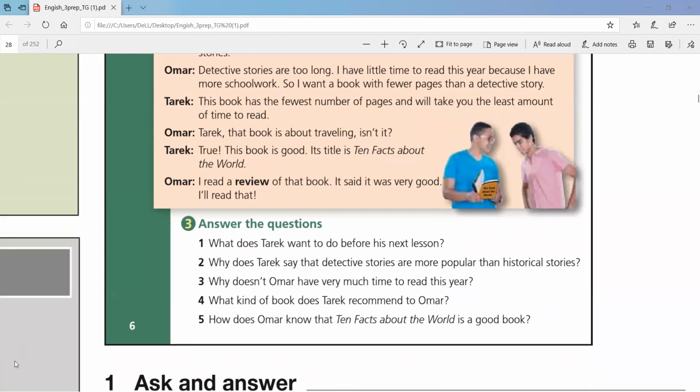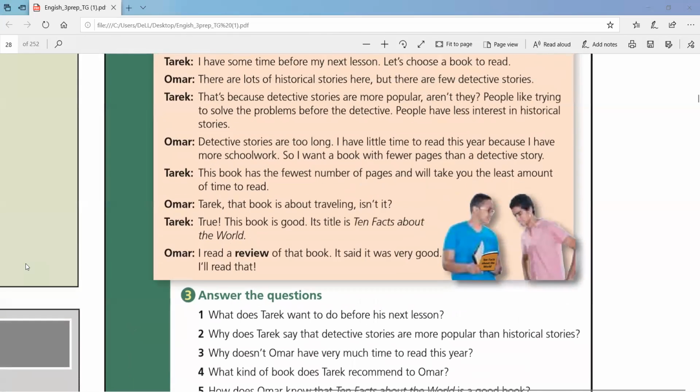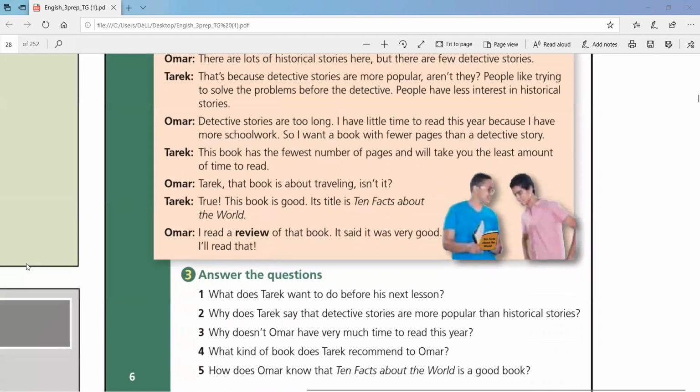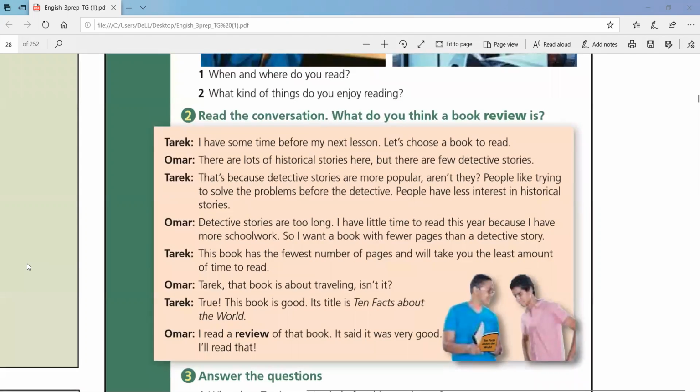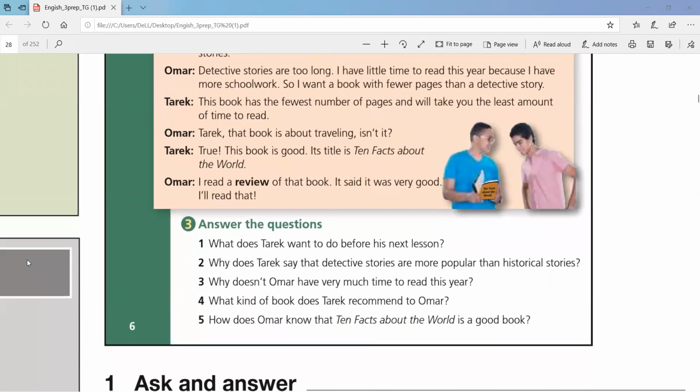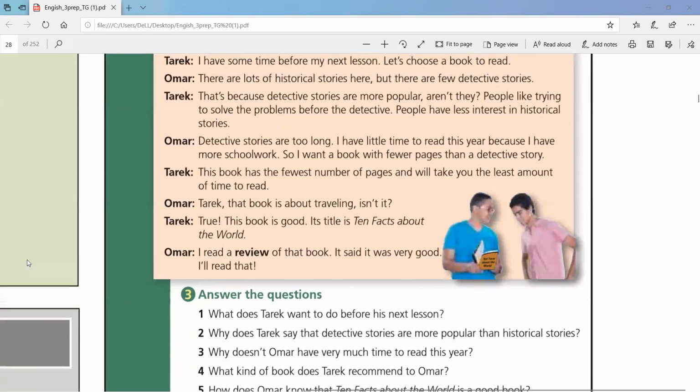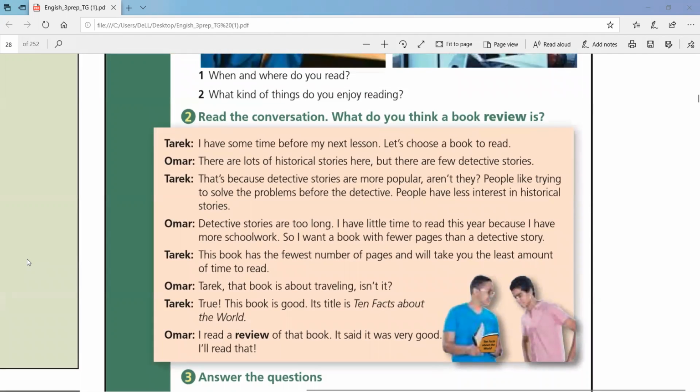This is the conversation between Tariq and Umar. Now we will see the question. What does Tariq want to do before his next lesson? Okay, he wants to do what? Tariq wants to choose a book to read. Why does Tariq say that detective stories are more popular than historical stories? Of course, because they are more popular. Okay, people like trying to solve the problems before the detective.